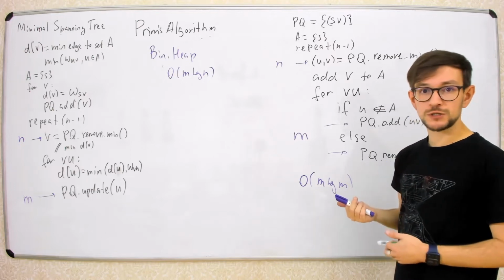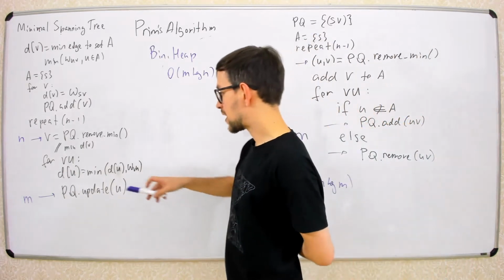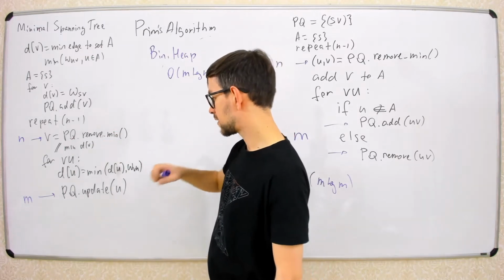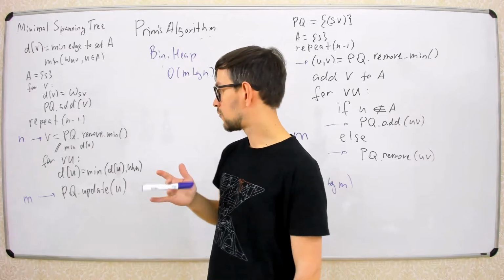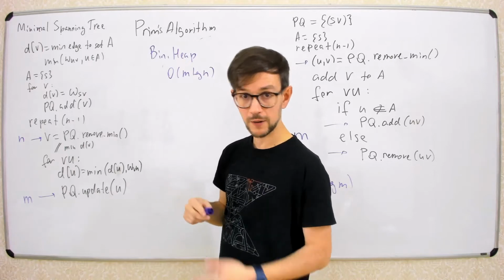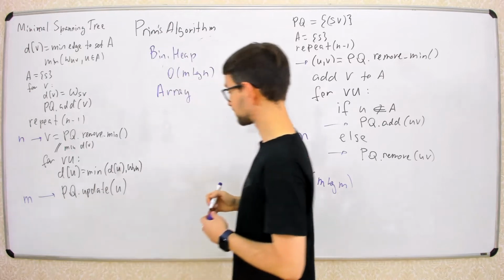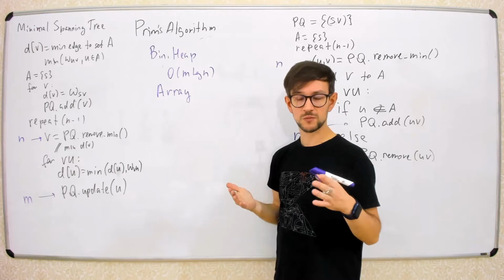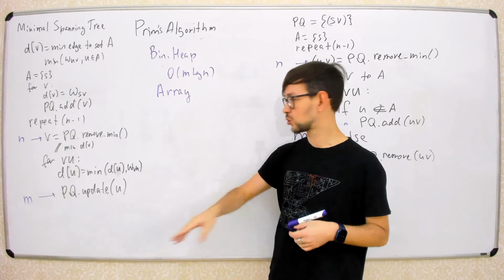But sometimes it's not the best data structure. For example, if m is big and n is small, then you want to make this operation faster and this operation slower. For example, you may use a very efficient data structure which is called an array. An array is actually an efficient data structure if you want to make updates faster.